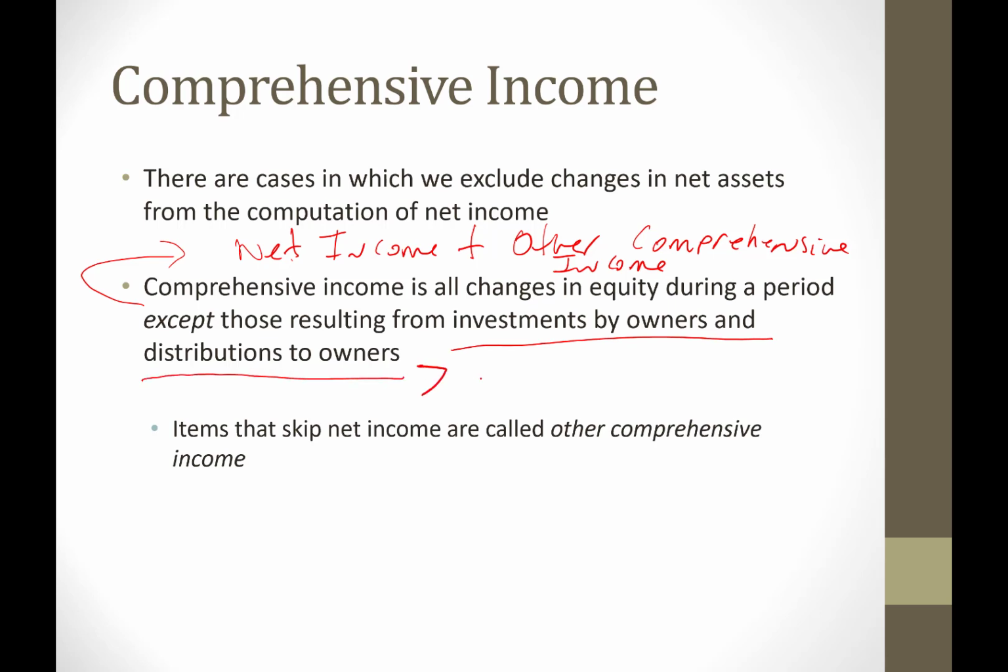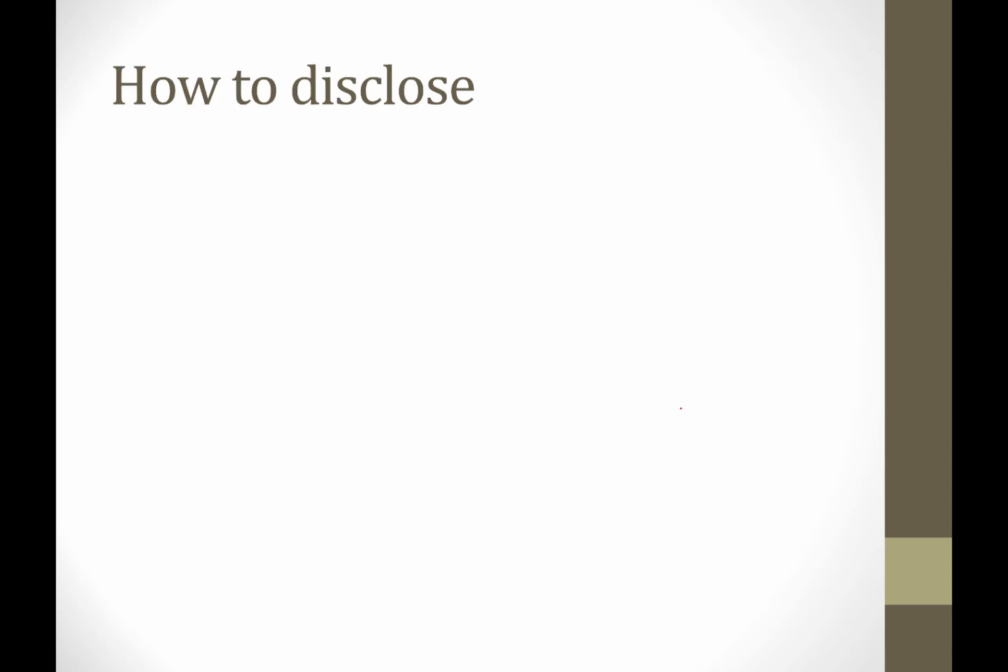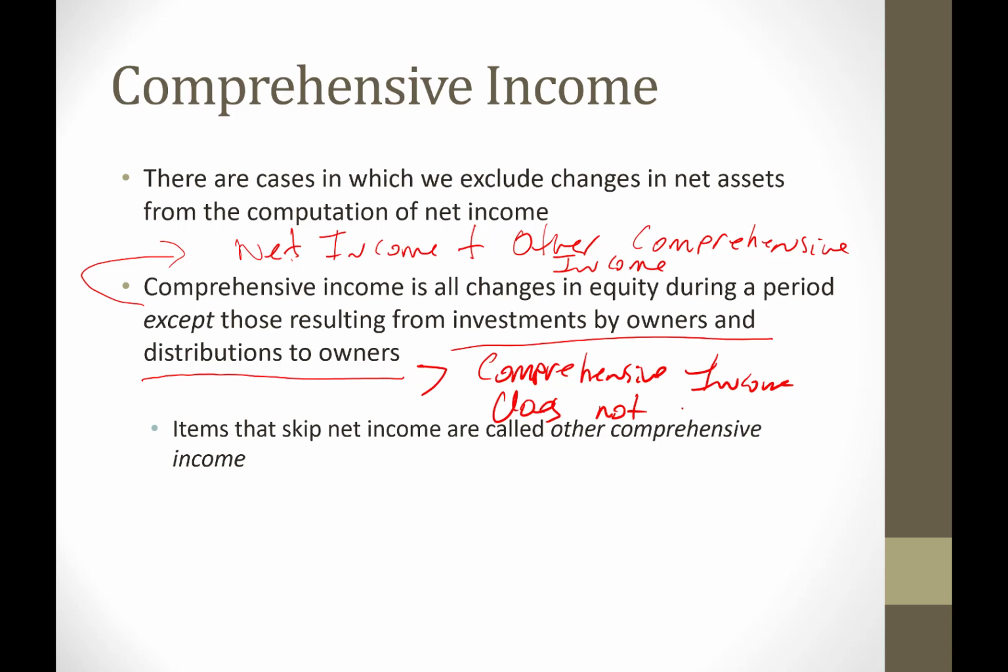So you can look at that as: comprehensive income does not include sales of stock or dividends. Maybe it should be nor dividends. Sales of stock nor dividends.